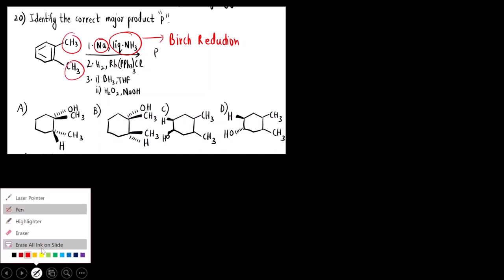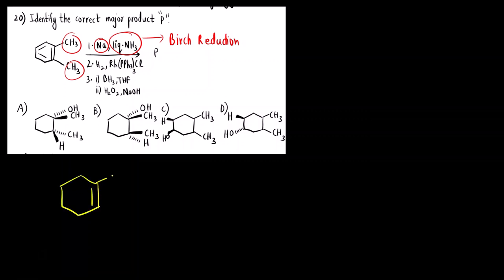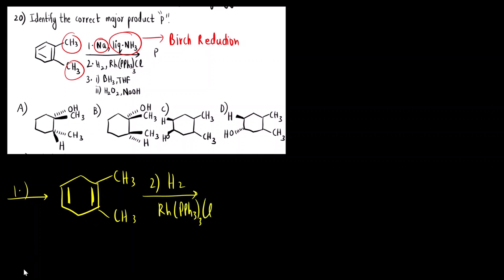Next is identify the major product P. The first reaction is sodium in liquid ammonia. This is Birch reduction. What will be the product formed? These are both electron donating groups. And we know that with electron donating groups, the pi bonds are closer to the electron donating group like this, and the other pi bond is exactly parallel to the pi bond that is present at the carbon attached to the electron donating group. So this is the first step, Birch reduction. Second is H2, RhCl(PPh3)3. This is which catalyst? This is Wilkinson catalyst.